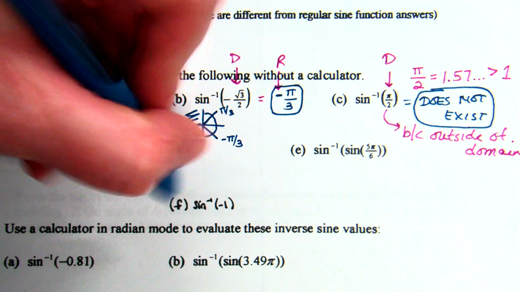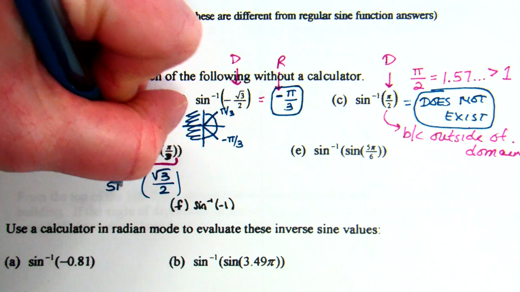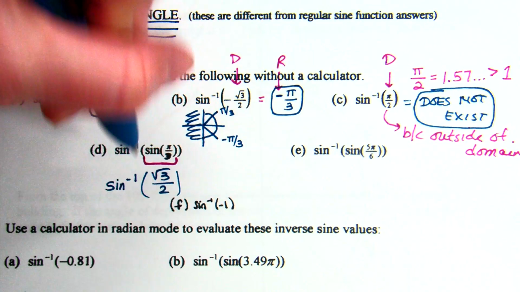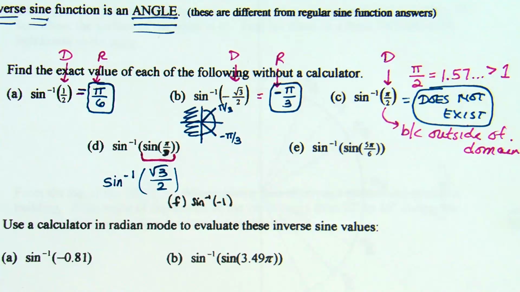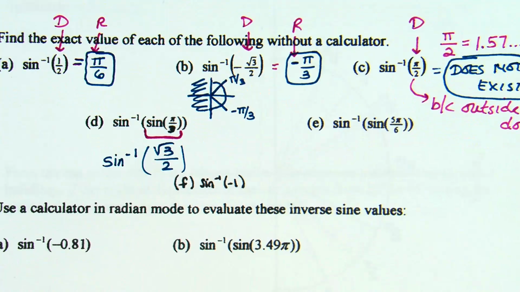Now, that replaces the inside. The outside still says sine inverse. So now you just do it backwards, right? So now we've got a whole new problem to work, and this is just like A, B, and C. Okay? When does sine equal square root of 3 over 2?